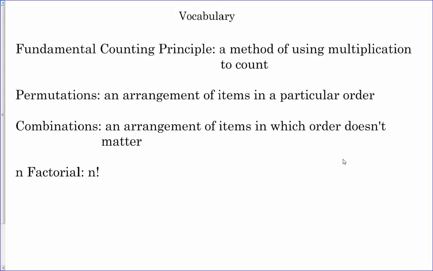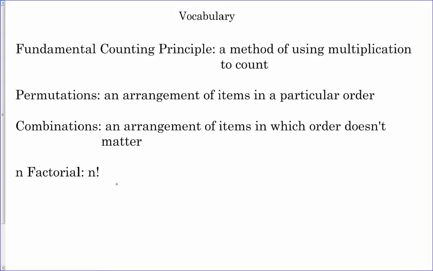So here's your vocab. To start with, we have the fundamental counting principle, which is a method of using multiplication to count. A permutation is an arrangement of items in a particular order. A combination is an arrangement of items in which order doesn't matter. And n factorial is simply n followed by an exclamation point.